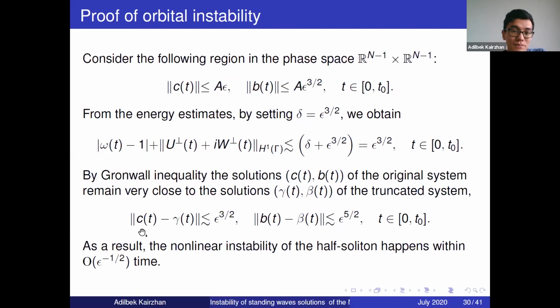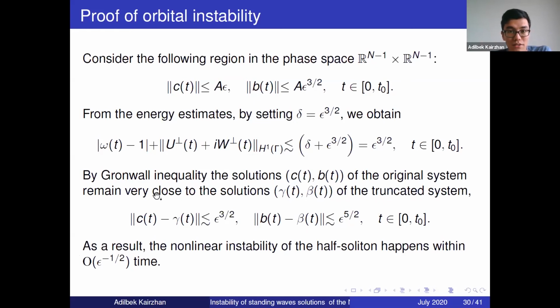So it means that the norm of Ct minus gamma t, for example, is less than a constant times epsilon 3 over 2. And because of that, if you take the epsilon over 2 level, then whenever gamma t leaves this epsilon over 2 level, C of t also leaves this level because they are located very close to each other. So whenever the truncated system leaves the epsilon neighborhood, the original system also leaves the epsilon neighborhood. And that gives the nonlinear instability of the half-soliton states. We also see that it's a very slowly growing perturbation, and it happens within the time of order epsilon minus 1 over 2.